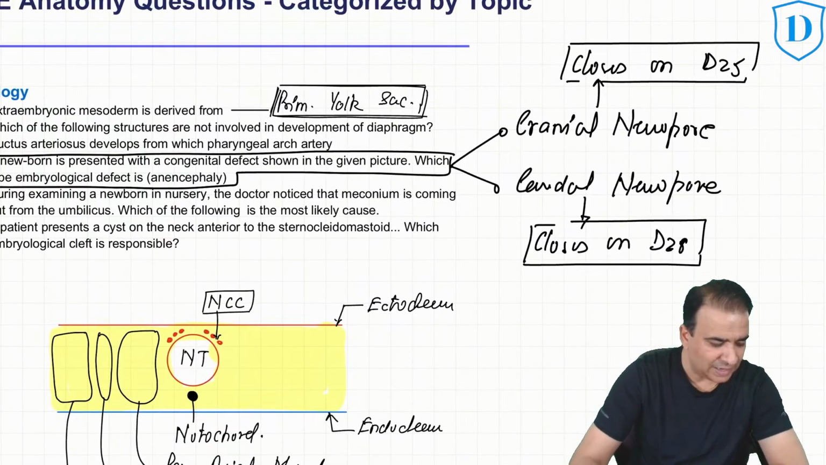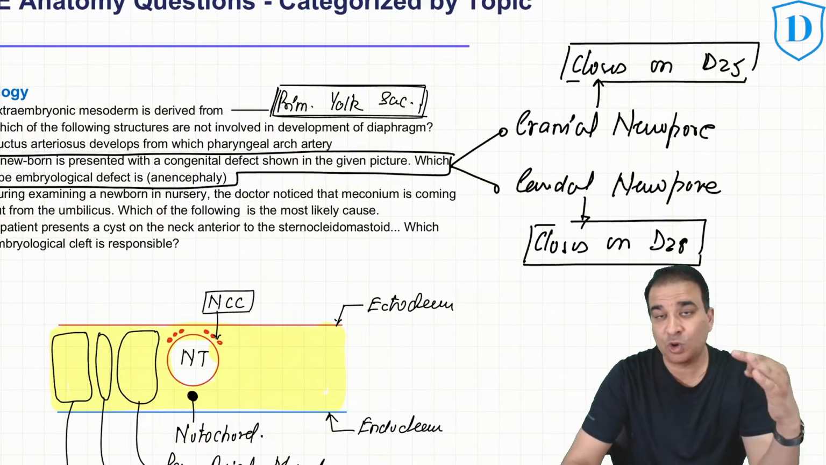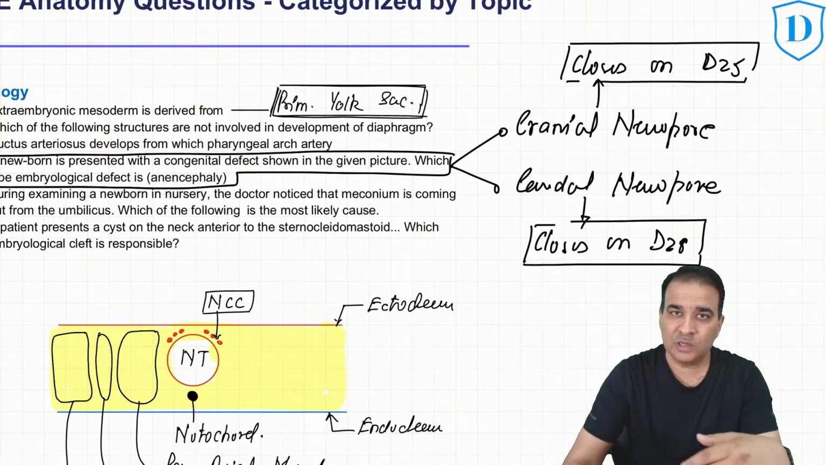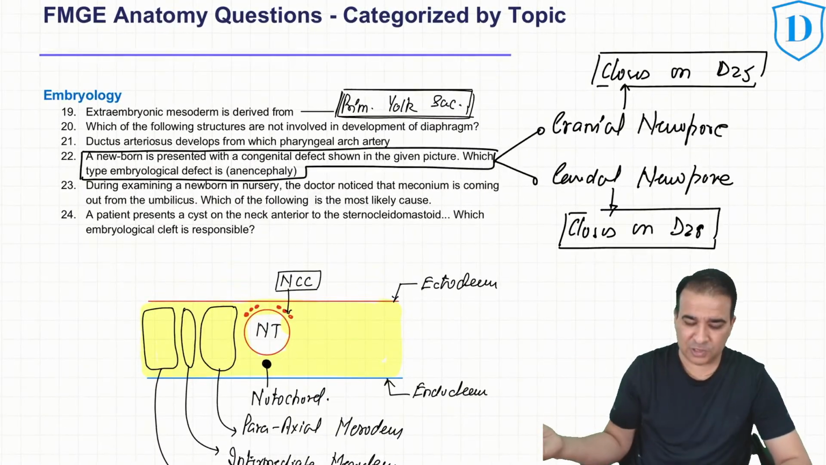बेटा cranial और anterior एक ही बात है. Cranial neuropore को आप anterior neuropore भी बोल सकते हैं, याद रखिए. Cranial neuropore is also called the anterior neuropore. Caudal neuropore is also called the posterior neuropore. एक ही बात है, cranial और anterior. Caudal neuropore is posterior neuropore.